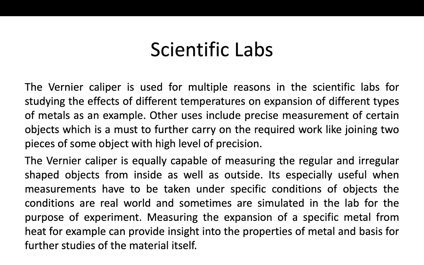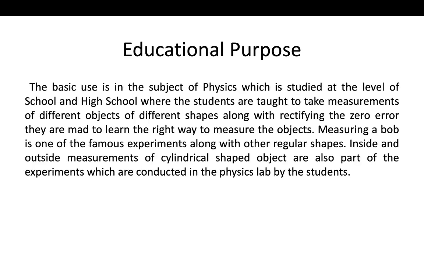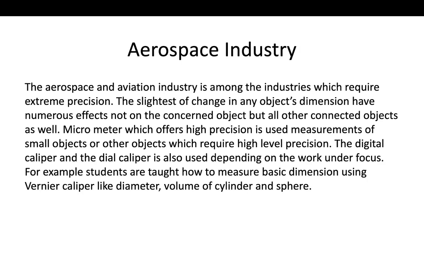Scientific labs. Scientific labs, not only the physics lab. For example, I will give you the example of a chemistry lab. In the chemistry lab, whenever they form crystals, the crystals are always measured with the vernier caliper. Same in engineering, science, biology, all labs, we are always using the vernier caliper for accurate measurements. Education purpose, especially in our physics lab, in our colleges, we are always using the vernier caliper for accurate measurement.